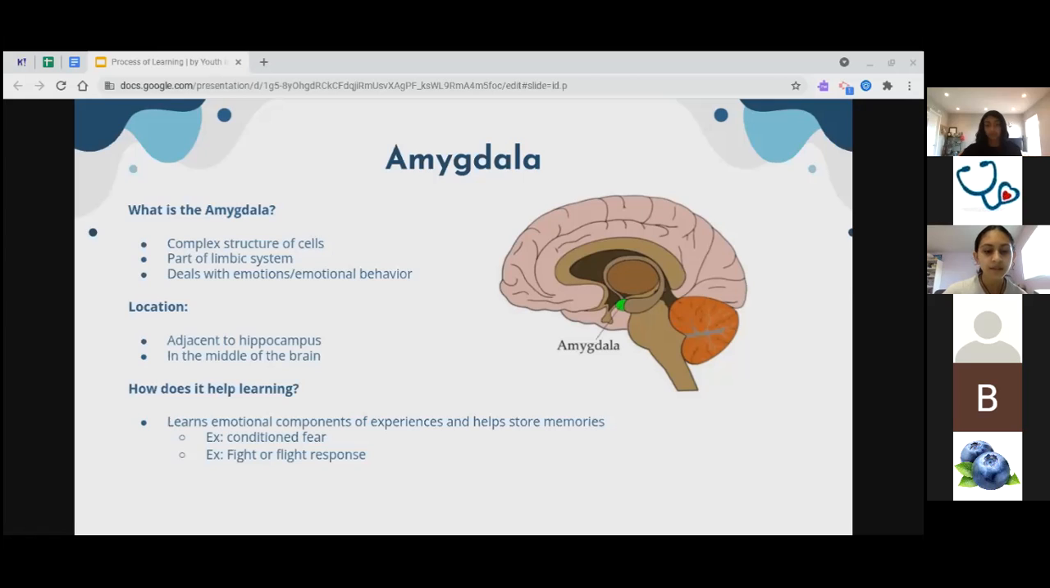An example of conditioned fear includes experiencing nightmares after eating lots of chocolate. The amygdala will then link eating lots of chocolate to nightmares. Another example of the amygdala's function is the fight or flight response. When a stressful event occurs, it will automatically trigger a fight or flight response, meaning either fighting through the event or fleeing it. The amygdala overall regulates emotional components in relation to learning and memories experienced.